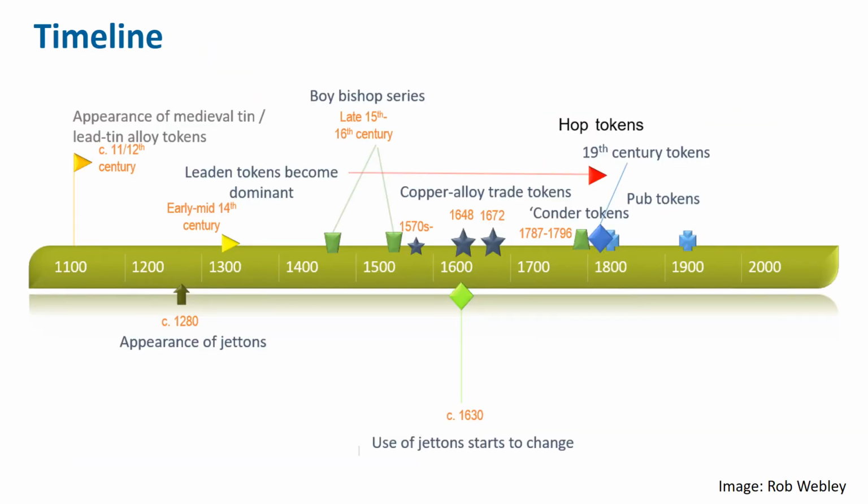Before we move on to function, let's situate ourselves in time. We'll start with tokens, which are on the top of the diagram. The tokens we encounter through the Portable Antiquities Scheme are generally of medieval date. So for the purposes of this video, tokens appear sometime in the 11th or 12th century.